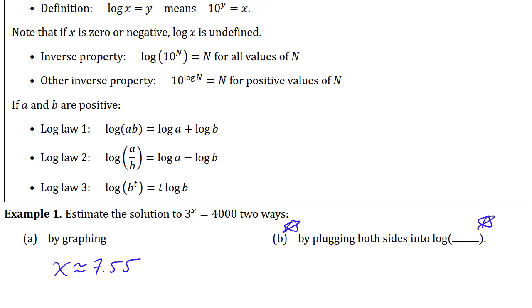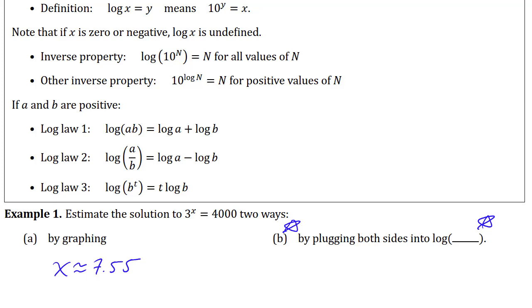Okay, so now let's plug in both sides of the equation into logarithm. So this is the main idea of the section. So you know that you can add a number to both sides of an equation. You can square both sides of an equation, take a square root of both sides of an equation, or divide both sides of an equation by something. A logarithm is another thing that you can do to both sides of an equation.